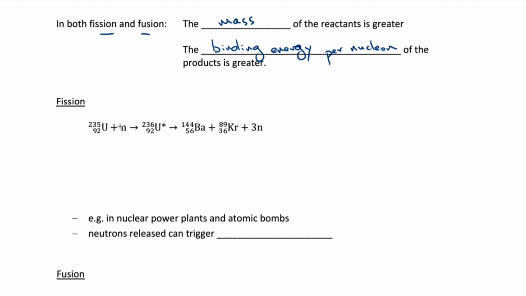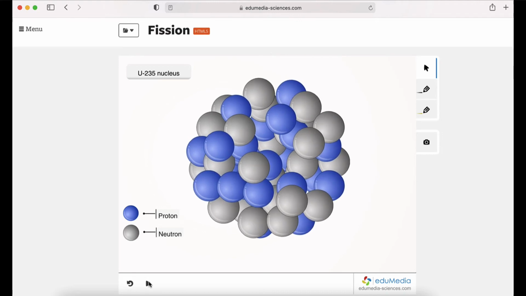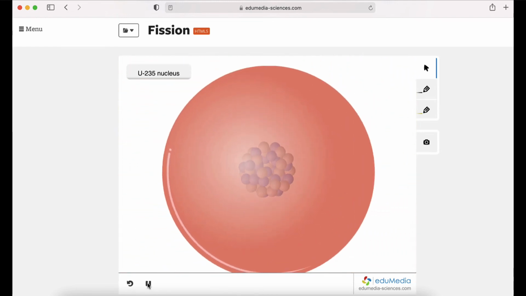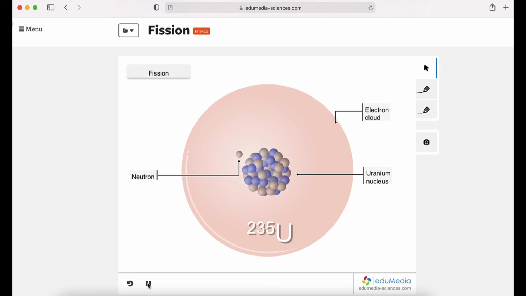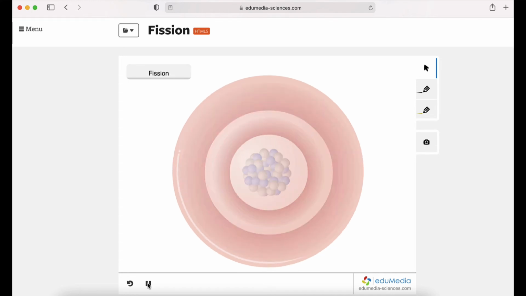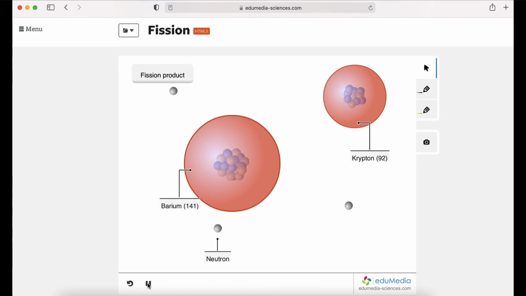First, let's look at fission. Here we see a simulation from edumediasciences.com. We see a uranium-235 nucleus. This is the fuel in nuclear reactors, and we're going to fire a neutron at it. That neutron is going to destabilize the nucleus, and we're going to see it split into two smaller nuclei, a barium nucleus and a krypton nucleus, as well as 3 different neutrons.